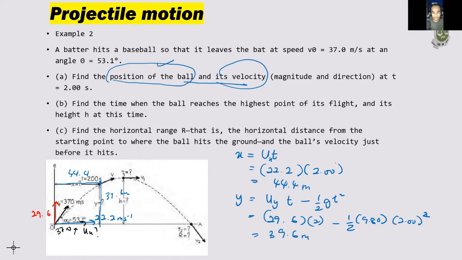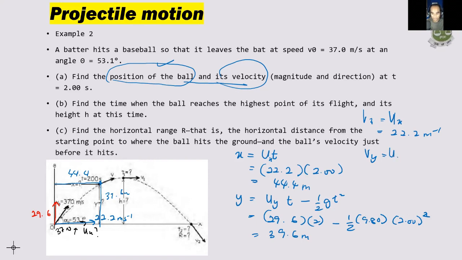Velocity: how do we get the velocity of the ball? The velocity in x is vx, right? Because in the x direction the velocity does not change, it will be the same as 22.2 meters per second. And vy depends on the gt, right?